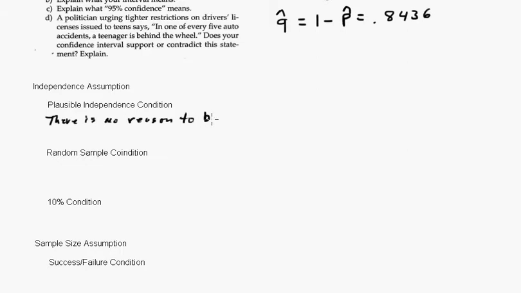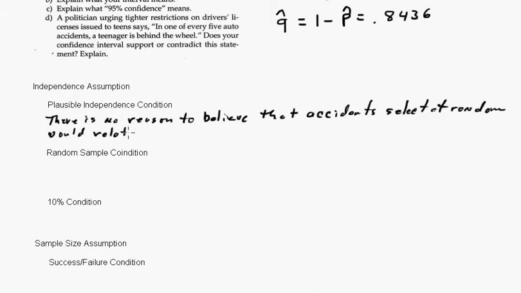Here, let's just say there is no reason to believe that accidents selected at random would relate to one another. In other words, they should be independent if we're just selecting them from records.